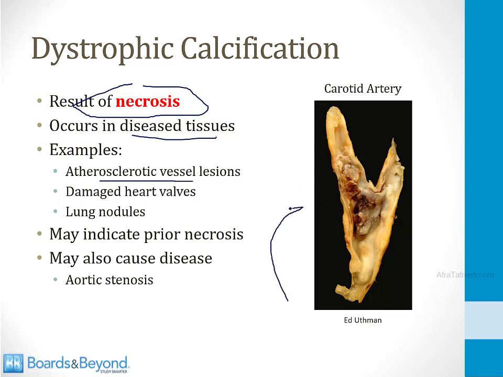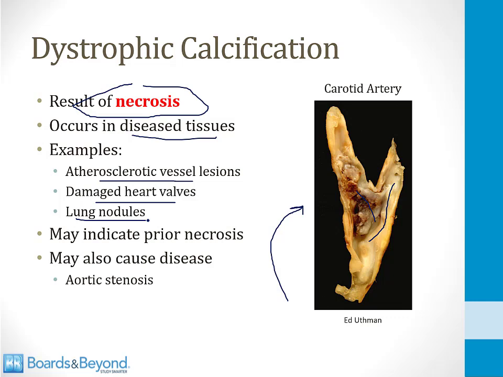This is an image here of a carotid artery taken from a patient with carotid artery stenosis. It's got this white plaque lining it, and that is evidence of dystrophic calcification. If you could feel this artery, you would feel that it is very hard and crunchy from calcium. Damaged heart valves can develop calcification, and this can lead to stenotic lesions. Lung nodules can develop calcification, and there are many, many other examples.